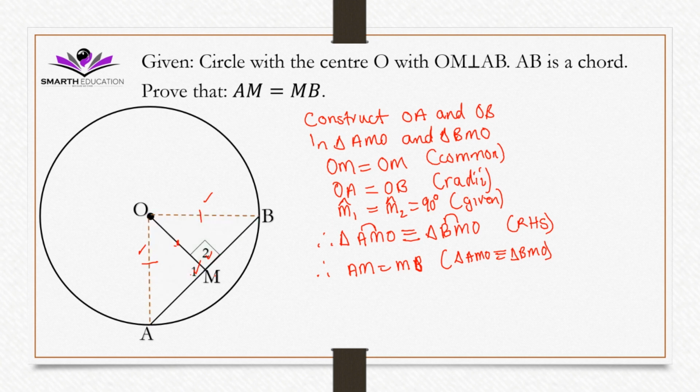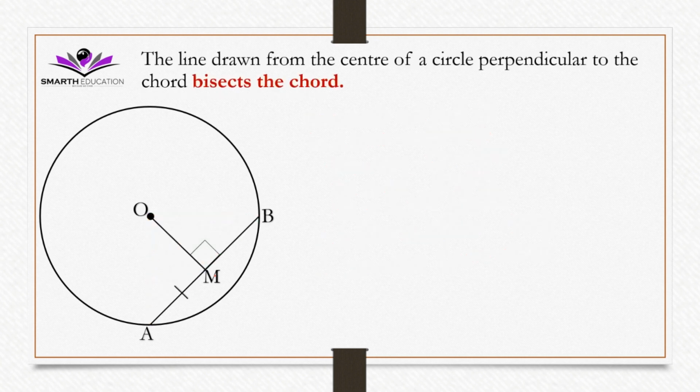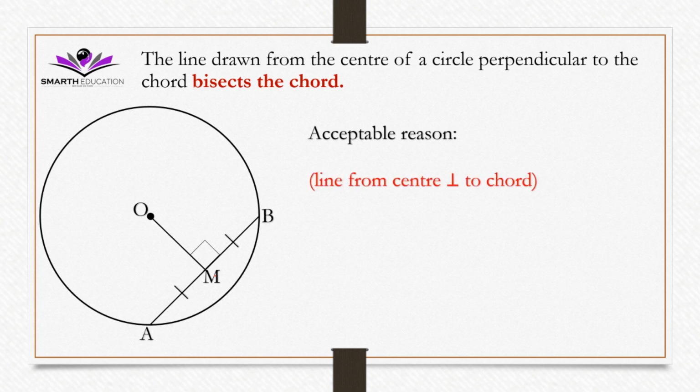Right, and then now we can see that AM is equal to MB. The reason we say is line from center perpendicular to chord. Remember this, you can write this one down. This is the reason we write, okay?